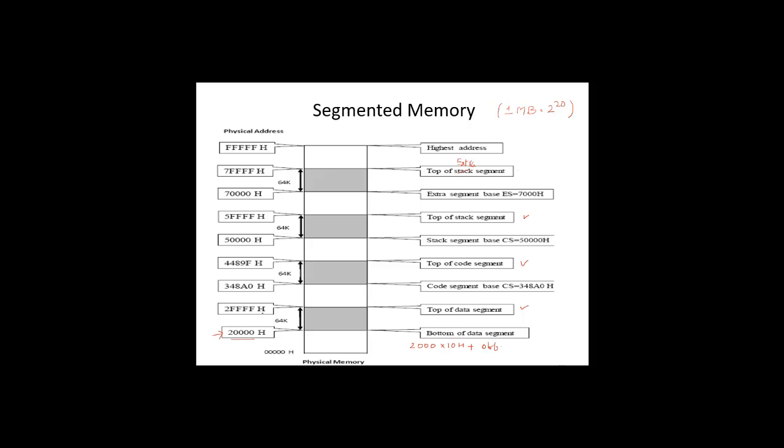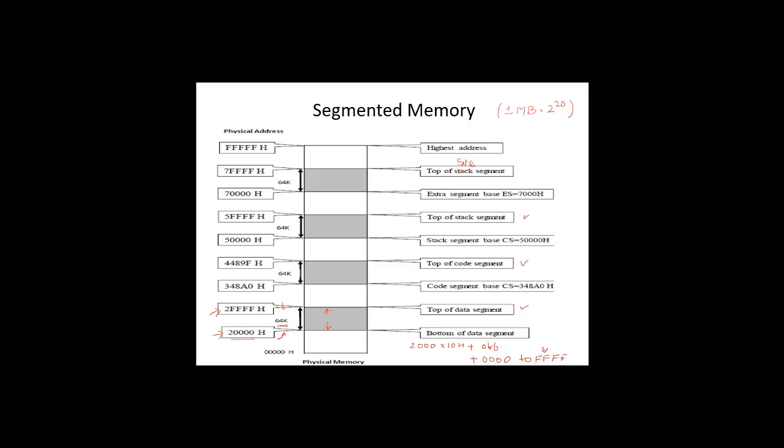Why is the maximum last memory location of the segment 2FFFFH? Because the offset address will vary from 0000 to the maximum address, which is FFFF. If you add 0000 to the base address, you will get the bottom address of the segment. If you add FFFF to the base address, you will get the top address of the segment. So that's why every segment's memory size will be 64 kilobytes.